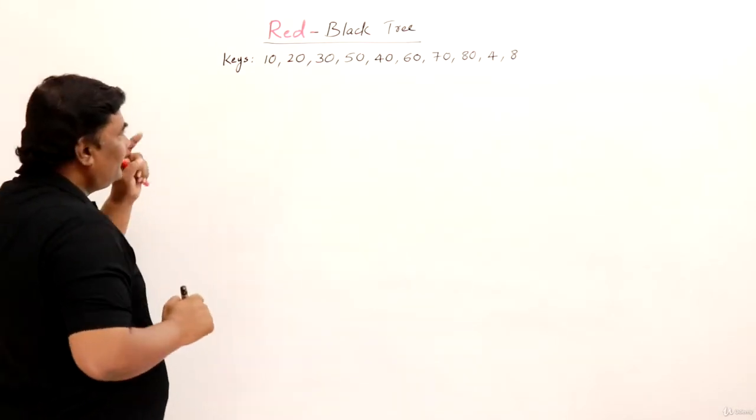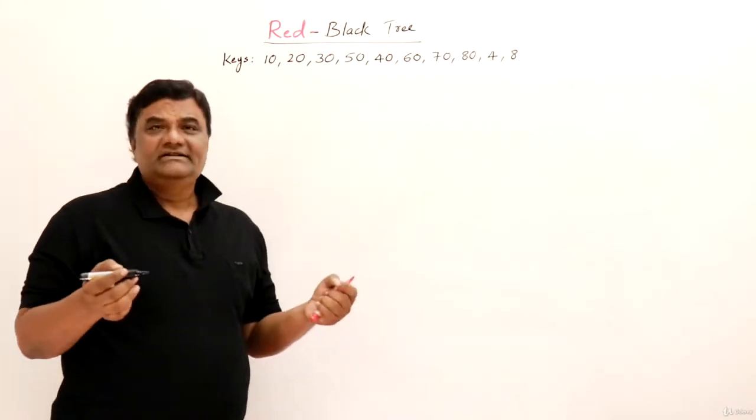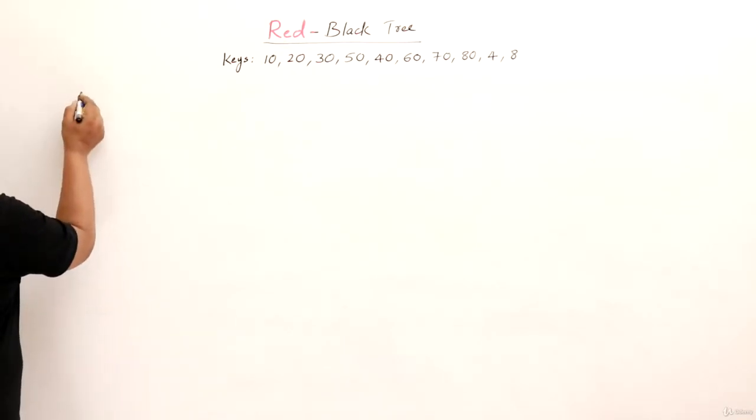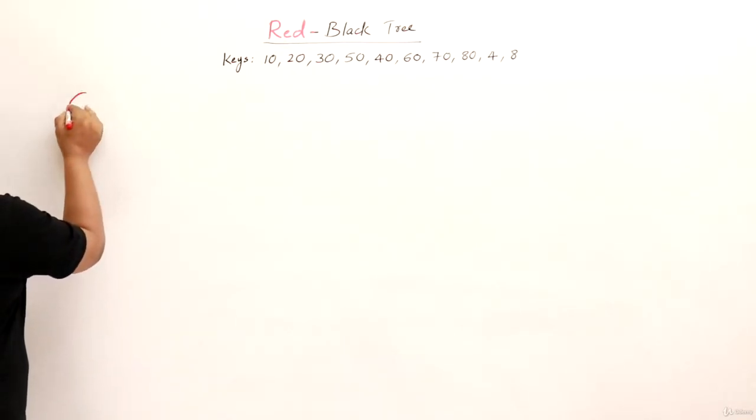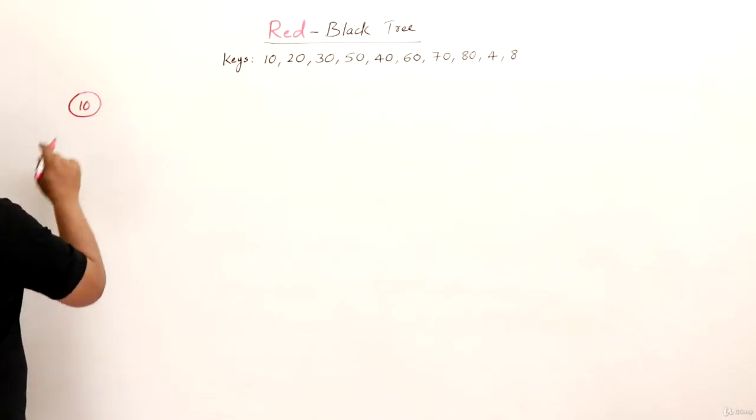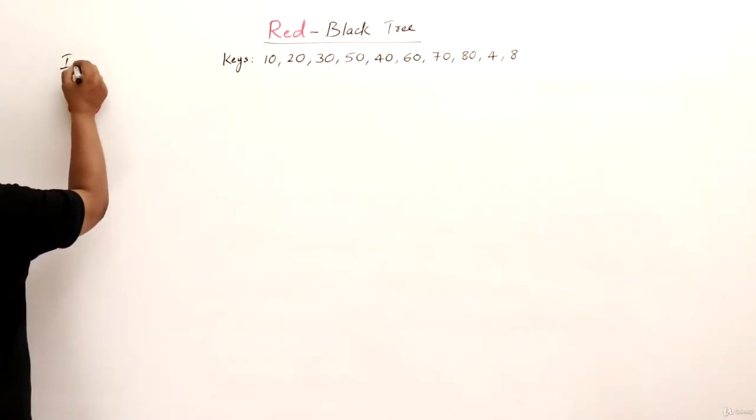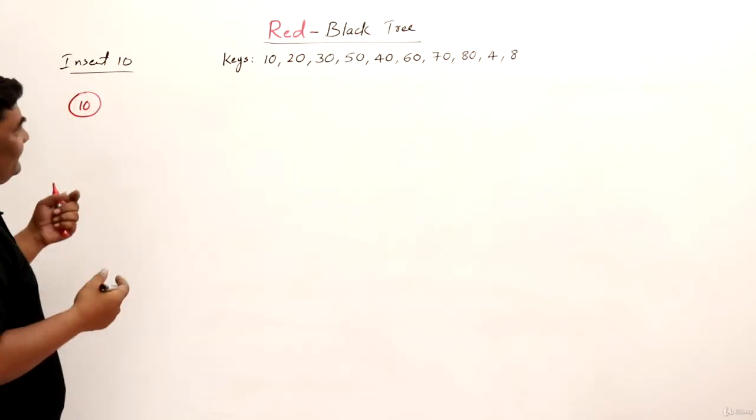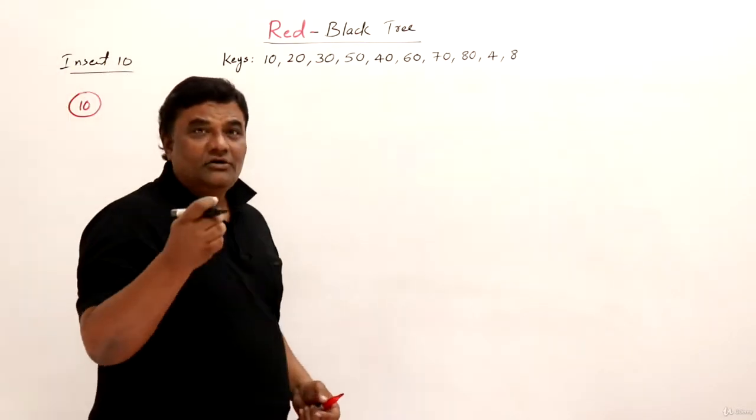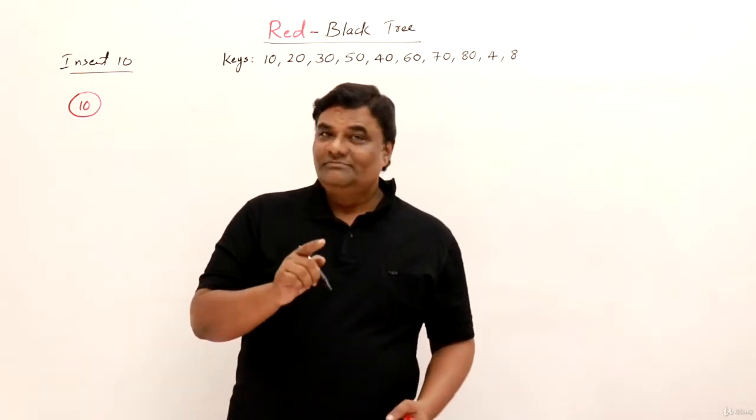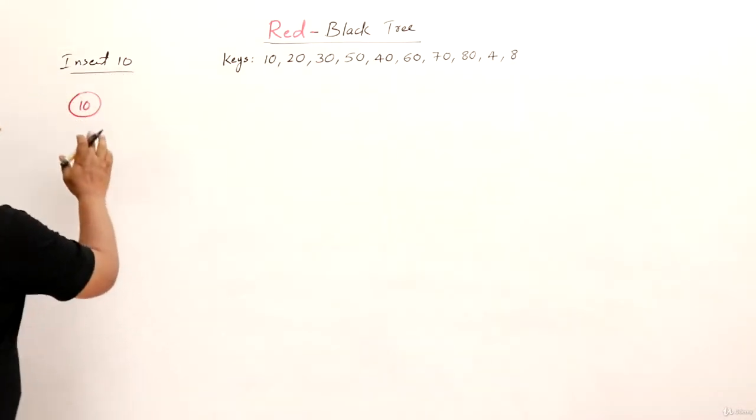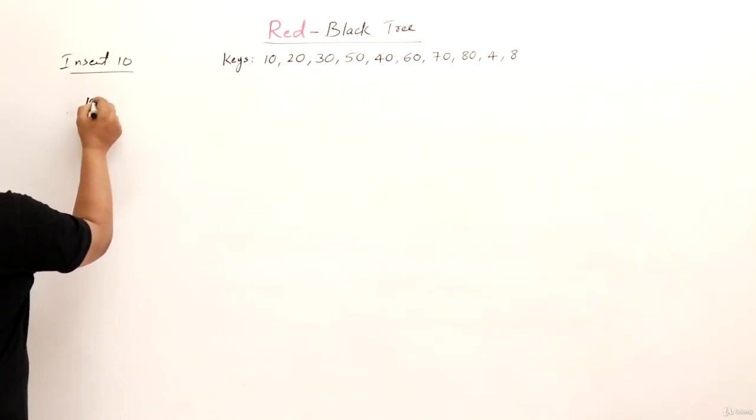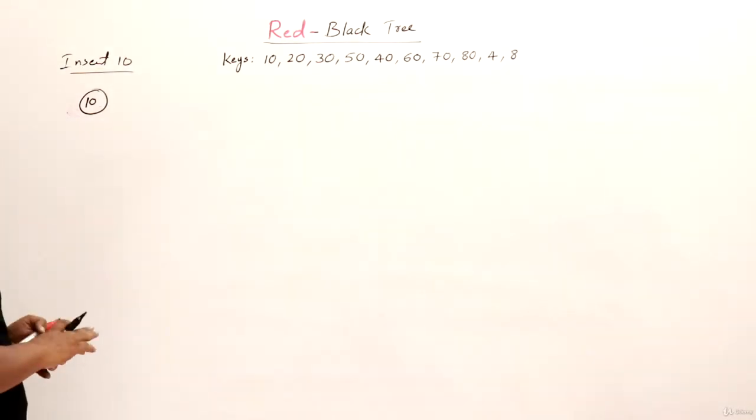So remember, the insertion will be done just like binary search tree. So first key is 10. Always a newly inserted node will be red node, right? So this is inserting 10. I have inserted 10. But this is the first node and it is a root node. So you remember, root node must be black node. So I should change this color and make it as black node. So I'll change it to black.